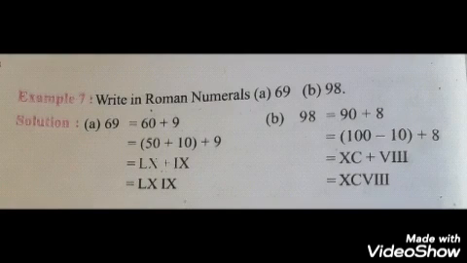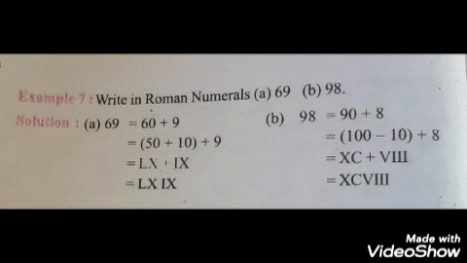Write in Roman numerals 69 and 98. 69 is written as 60 plus 9. 60 is separated 50 plus 10 plus 9. Then how will you write 50 in Roman numbers? L. 10 is X, plus 9 is IX. Therefore LXIX.